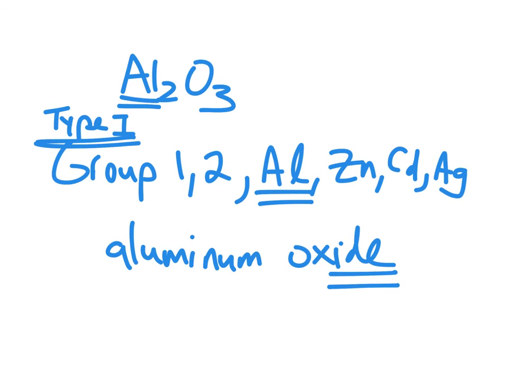So now that you've watched this video, what I'm hoping is that you can look at a formula and figure out the name of it, or you can look at the name and figure out the formula of it. So kind of going in all directions there as far as the naming of type 1 binary ionic compounds goes.